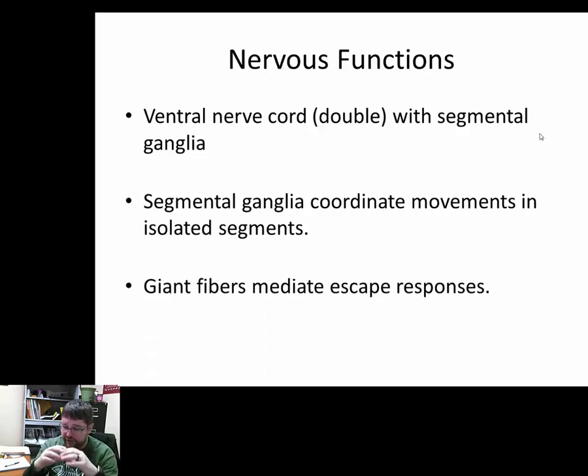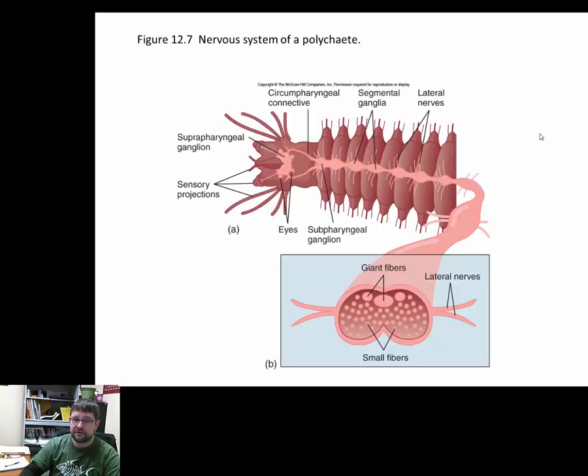They also have giant fibers, nerve fibers, that are part of the nerve cord. They run throughout the entire organism's body, and they give it the ability to react extremely fast to stimuli, which probably allows for escape responses and things like that. Here you can see the setup. It's a little bit different than other organisms, but has a lot of similarities still.